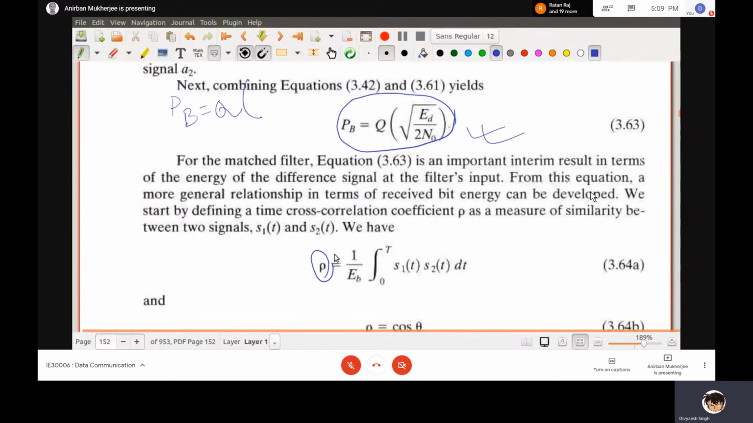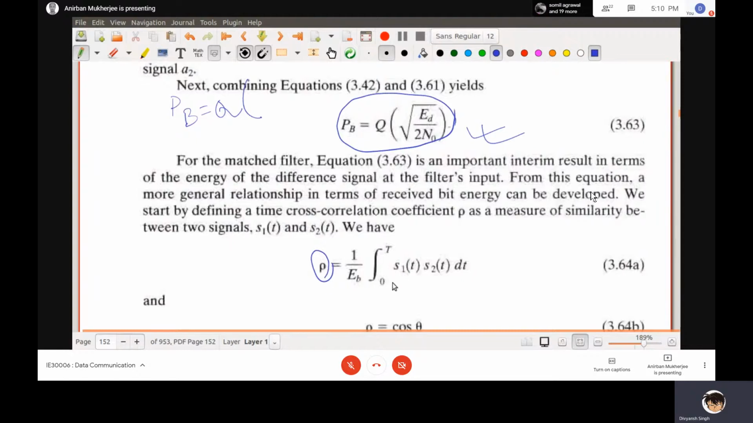Let us play with this one. Let us define a cross correlation between two signals. For logical 1 I am sending S1, and for logical 0 I am sending S2, two pulses, and I am defining the cross correlation between S1 and S2. It is the integral of 0 to capital T of S1(t) S2(t) dt, multiplied by 1 by root EB and 1 by root EB. If you have studied probability and stochastic processes, you will see that this is the basic definition of correlation, rather the normalized correlation.